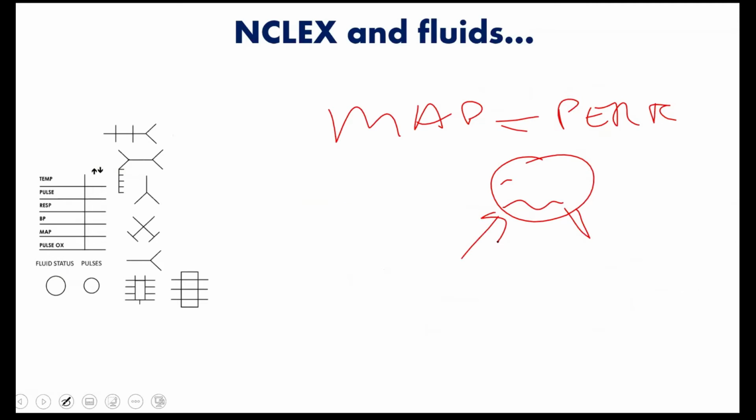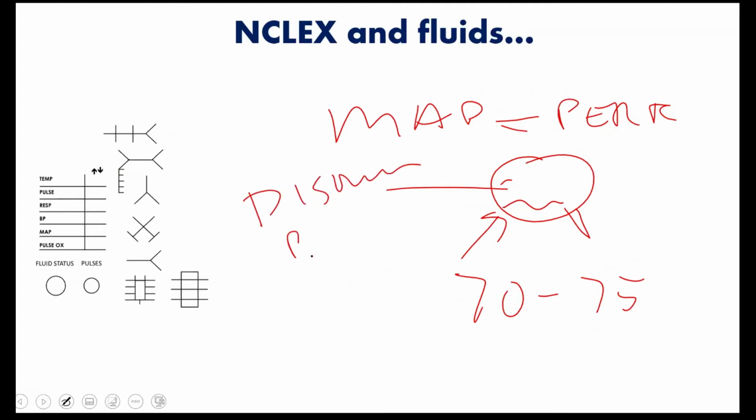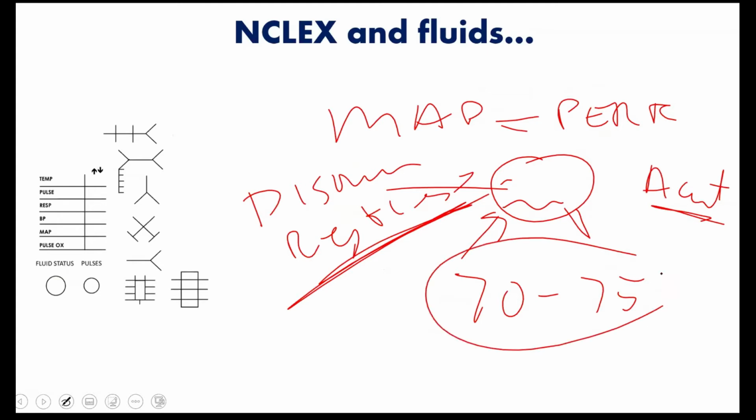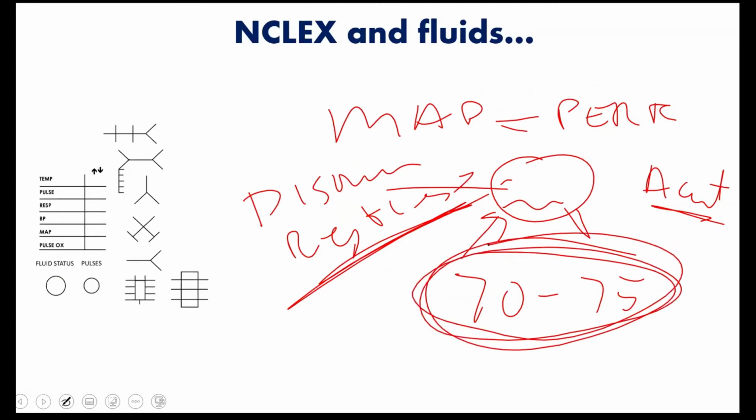And if that brain is not being perfused with a mean arterial pressure of 70, 75, you're going to have disorientation and restlessness. That's why seeing a patient who's restless in the bed is always acute. You see that patient first. Well, this is a good thing because with low mean arterial pressure and restlessness, the patient is aware that something's going on and they start to get more restless and a little bit more acute.